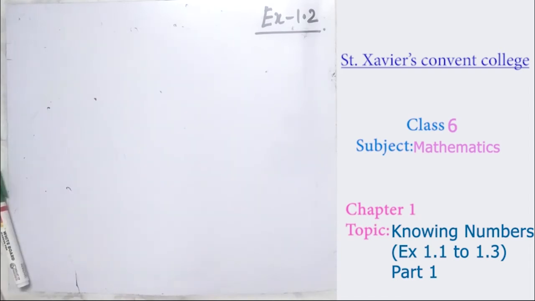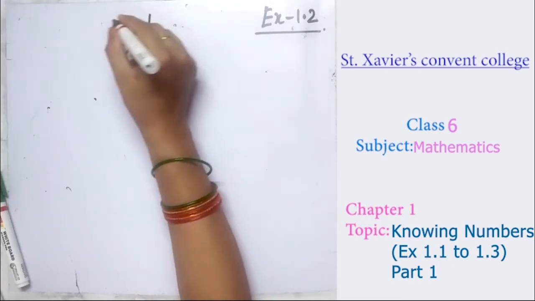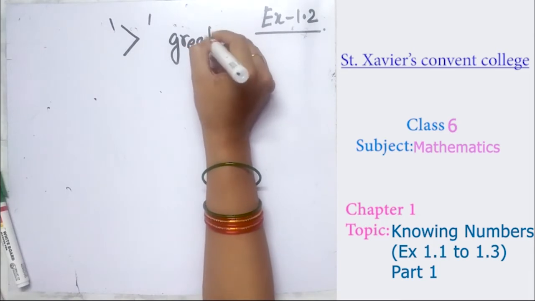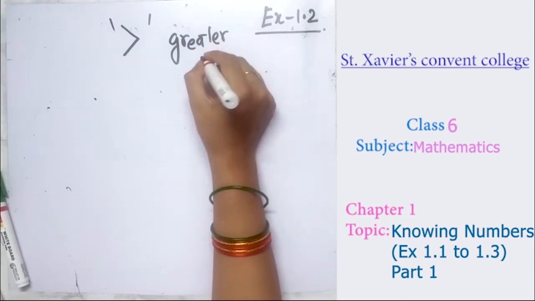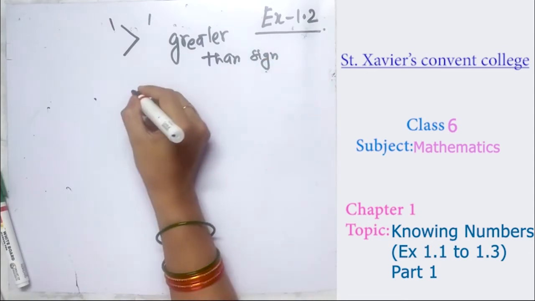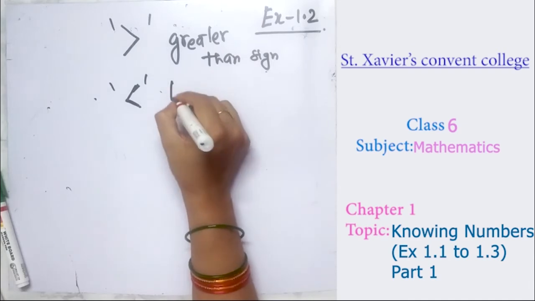Now you have to put the greater than and the less than sign. Assume the greater than sign is pointing towards the right hand side, that is the greater than sign. And this one is pointing towards the left hand side, that is the less than sign.